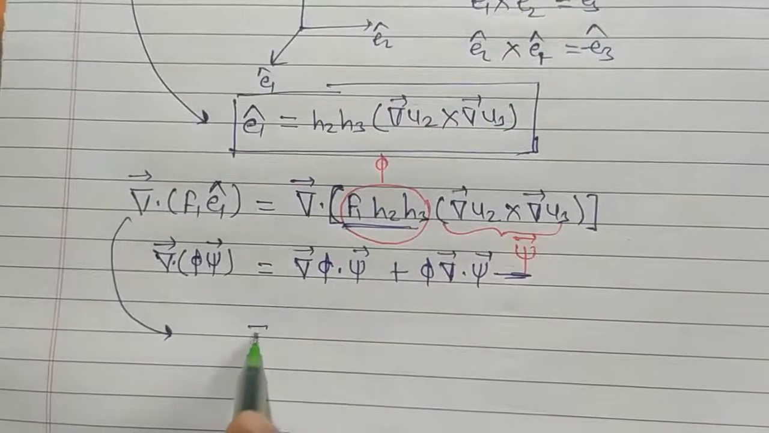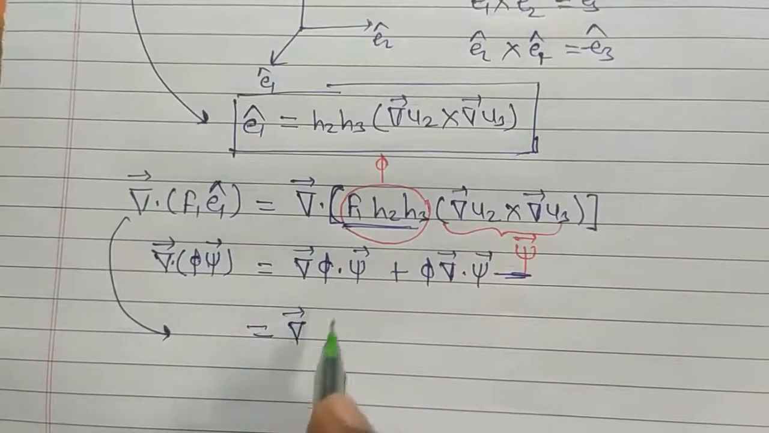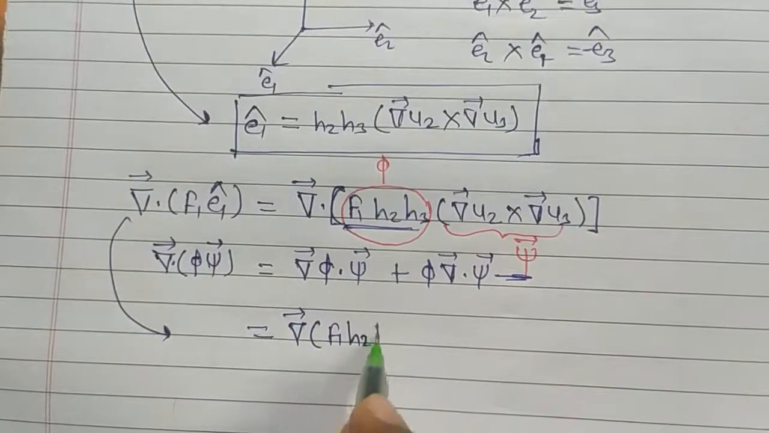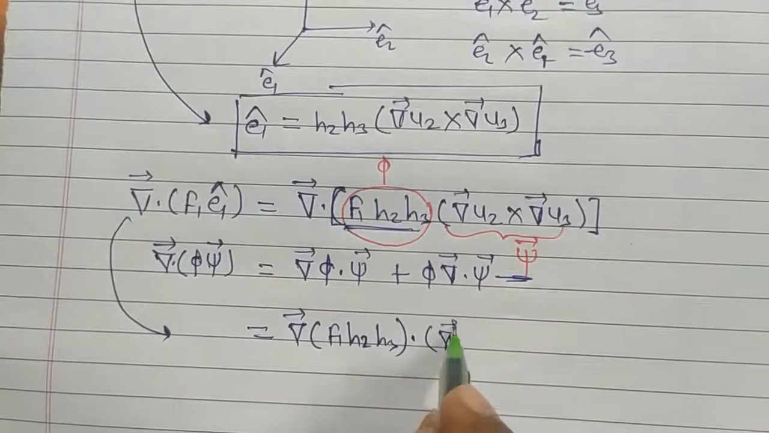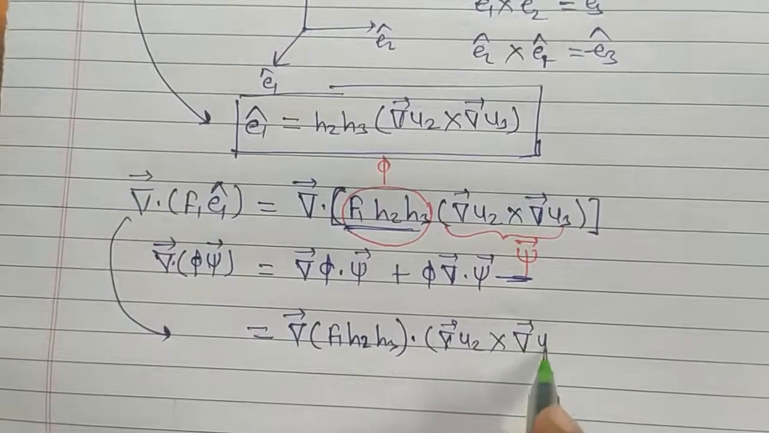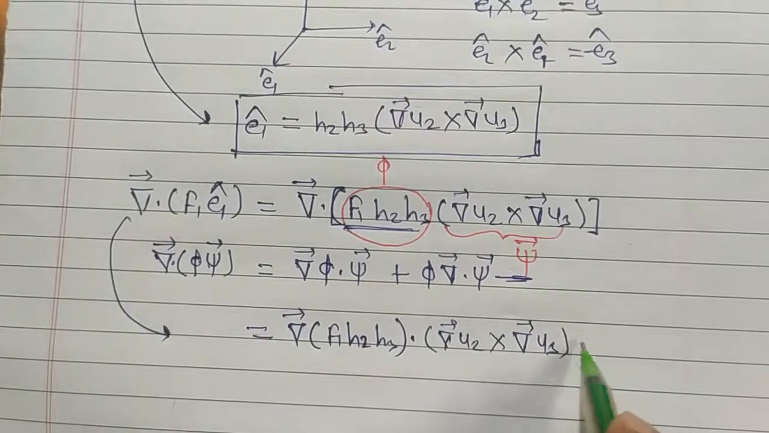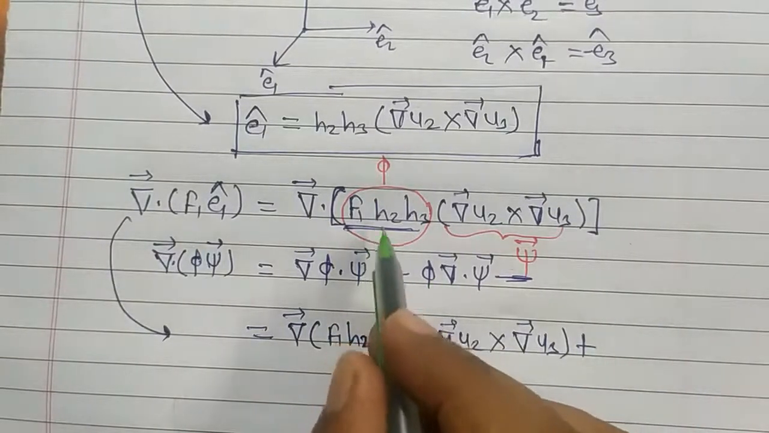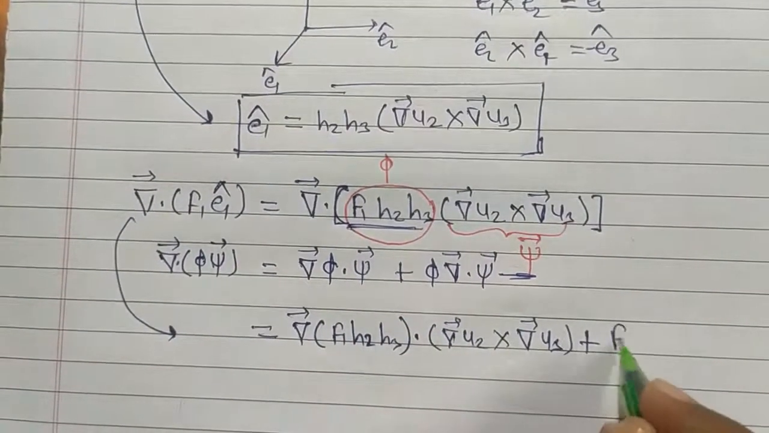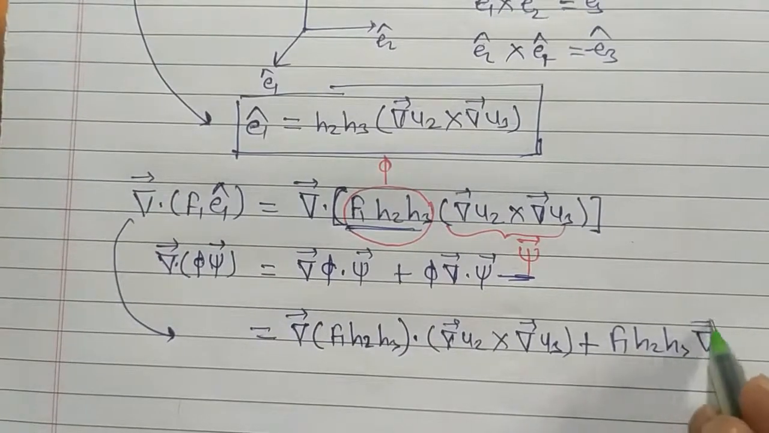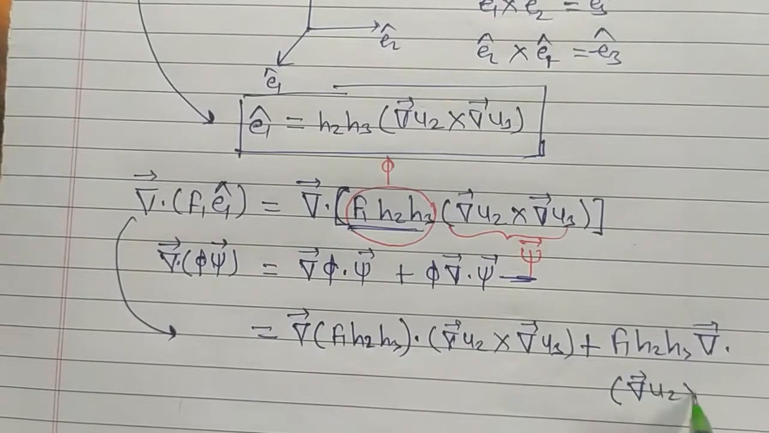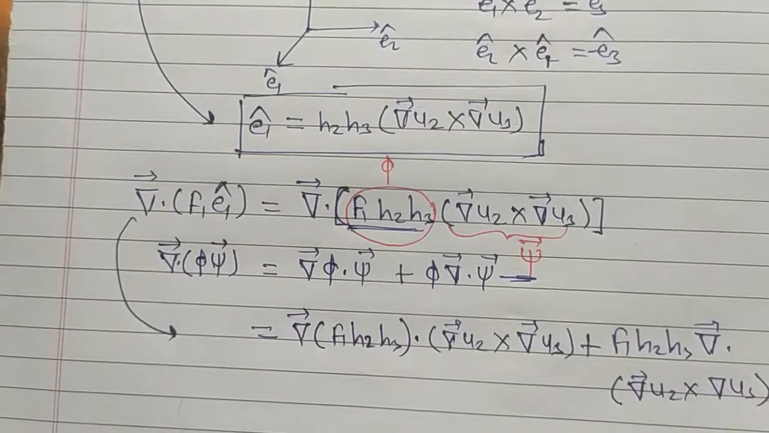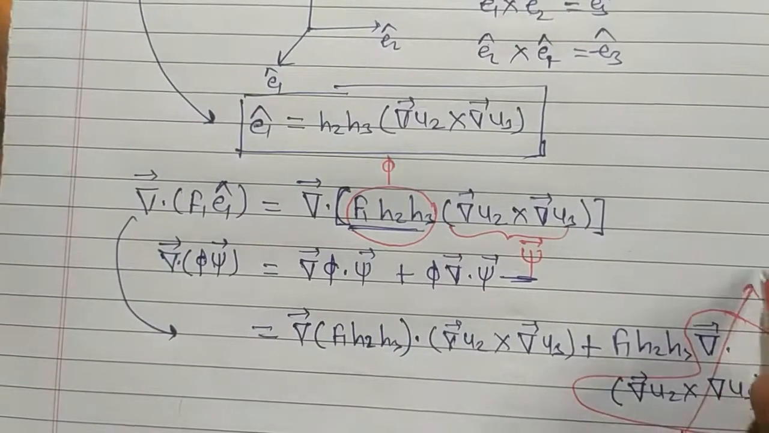Now I can use this and write the term here. It will look like del bar of phi, that is f1 h2 h3, dot psi bar, that is del bar u2 cross del bar u3, and there is an addition: phi, which is f1 h2 h3, times del bar dot this quantity, del bar u2 cross del bar u3. This second dot product goes to 0.